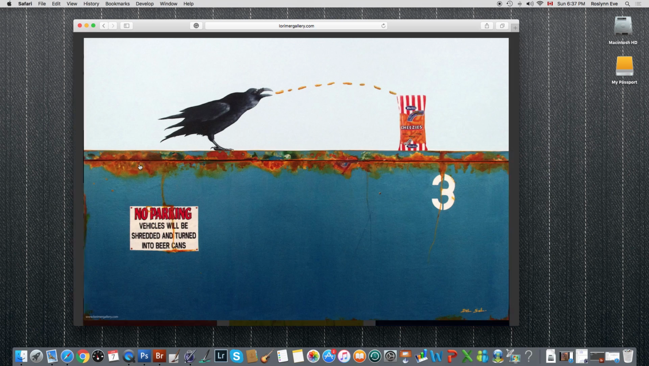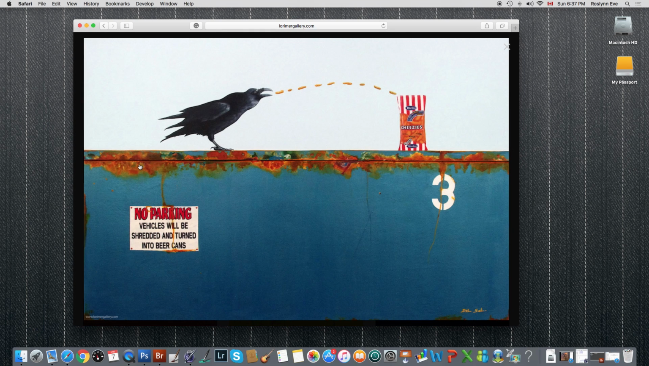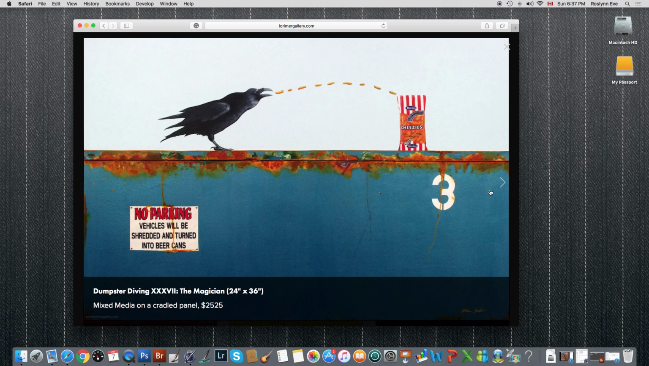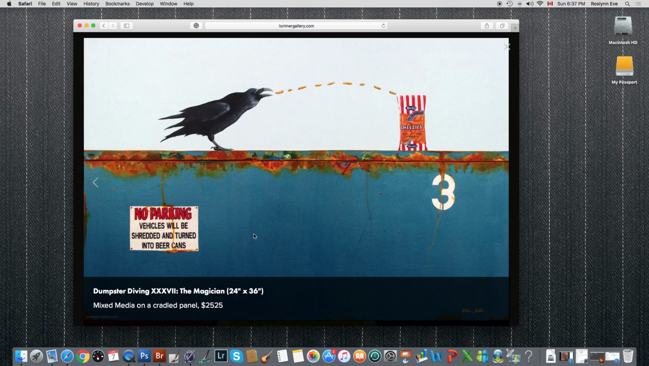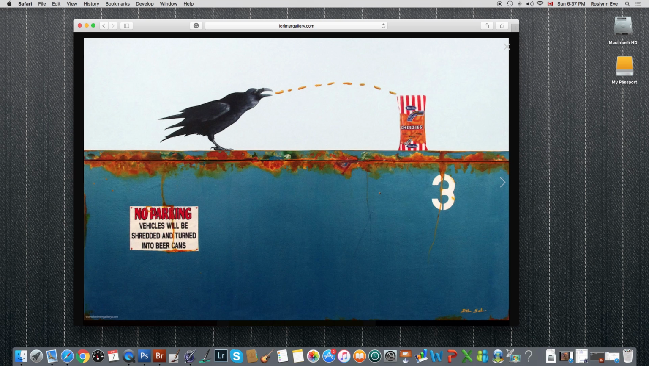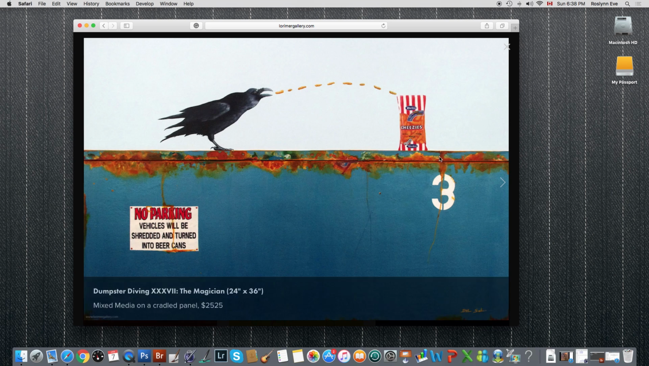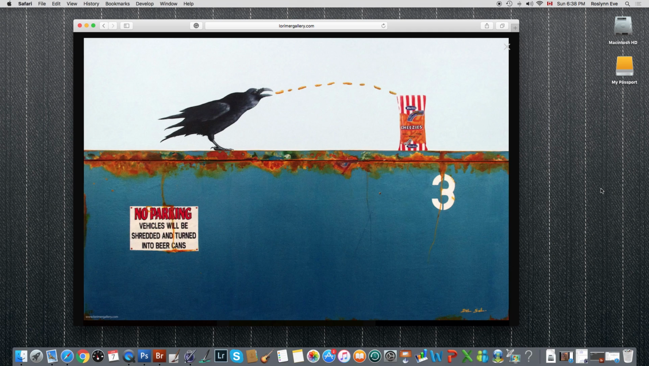And it's got a sign. No parking, vehicles will be shredded and turned into beer cans. Okay, well, in terms of humor, yeah, this has got some humor there, so it's creating a mood. But again, there's so much overwhelming space used in the image compared to, and when we talk about viewing windows, look at how big the viewing window is.